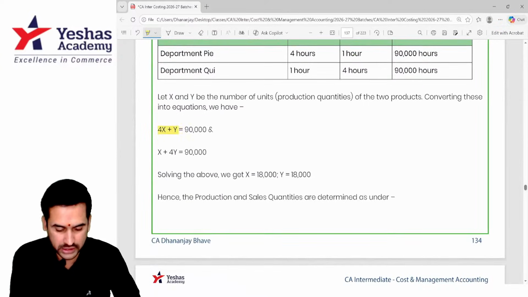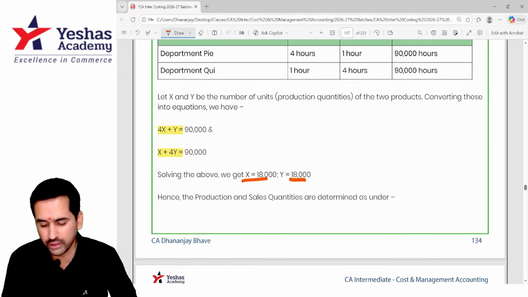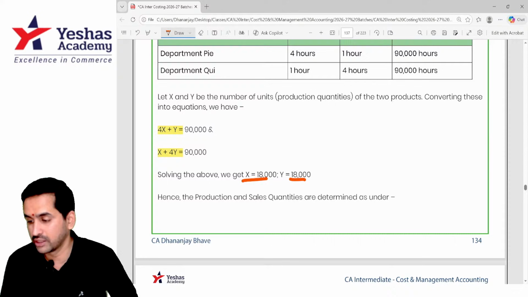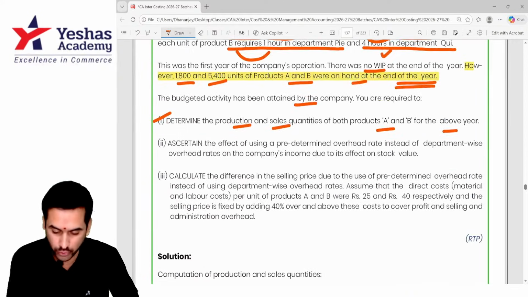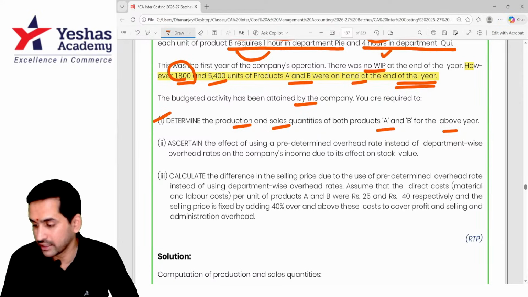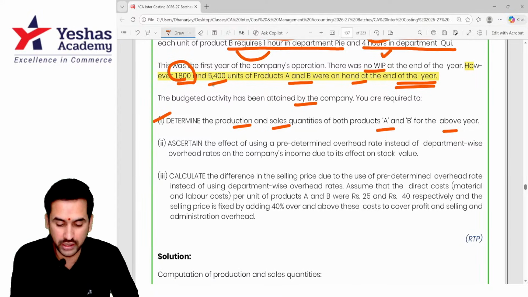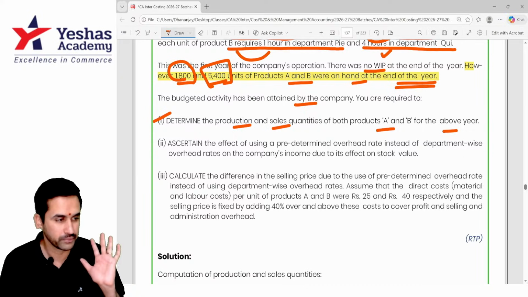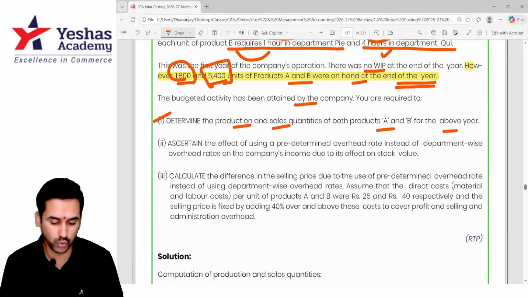So when you do the equation, I'll show you here. Look at this, 4x, they took it as x and y. I took it as a and b. On solving the equation, you will get 18,000, 18,000 each. Now what is the meaning of this? 18,000 you have produced. But how much is still with you? 1800. If you minus 1800, balance you must have sold. Correct? Same for second product, 18,000 minus 5,400, balance you must have sold. This is the way to answer sub question 1.